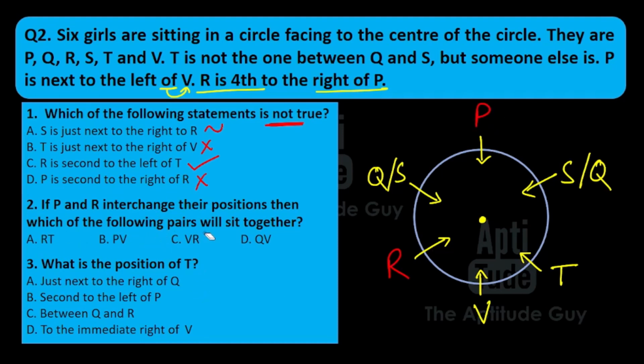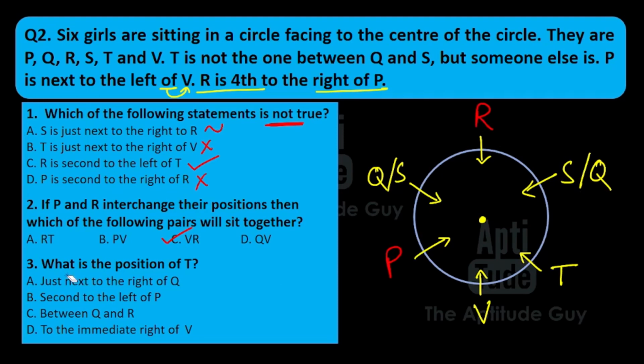Now, which of the following pairs will sit together? RT? No. PV? No. VR? Yes, they are sitting together. So, answer is option C. After this, people make a huge blunder and they forget to go back to their original arrangement. Always go back to the original arrangement.